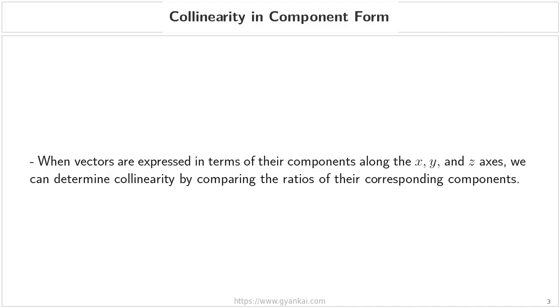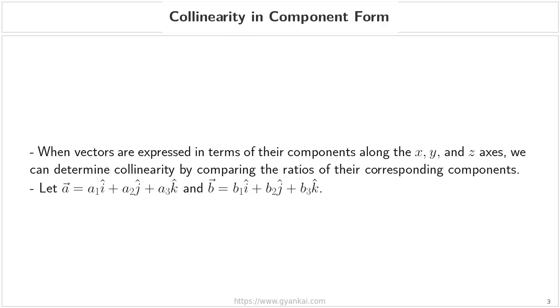Collinearity in component form. Now that we understand the concept of collinearity and the idea of a scalar multiple from the previous slide, let's look at how we actually apply this using components. When we express our vectors in terms of their components along the x, y, and z axes, using those standard unit vectors i hat, j hat, and k hat, we can determine if they are collinear simply by comparing the ratios of their corresponding components. Let's write this out formally.